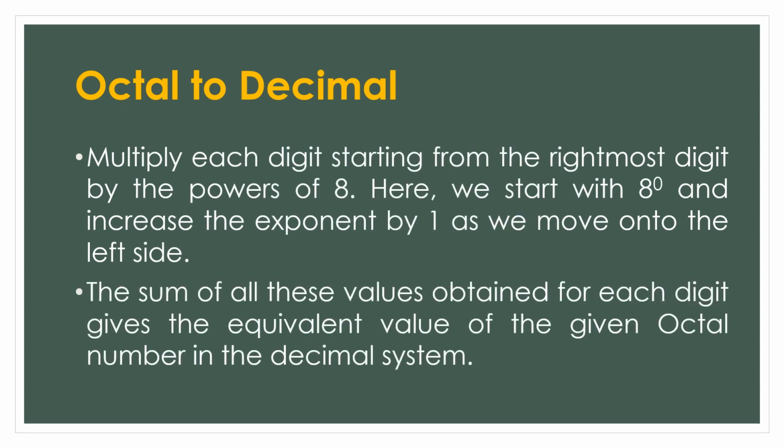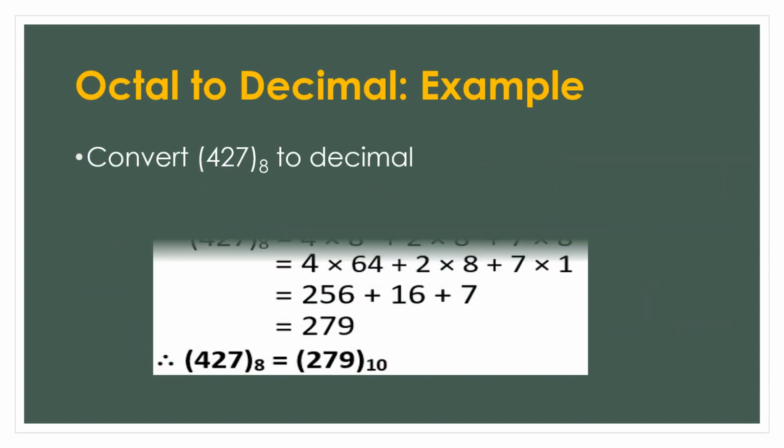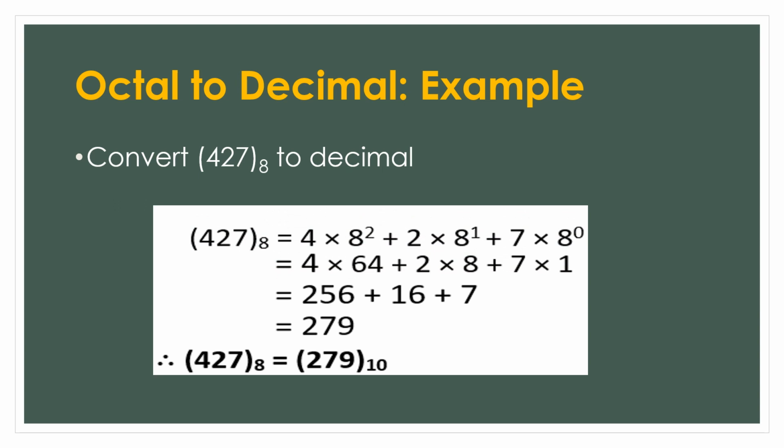To convert from octal to decimal, follow these steps. Multiply each digit starting from the rightmost digit by the powers of 8. Here, we start with 8 to the power 0 and increase the exponent by 1 as we move on to the left side. The sum of all these values obtained for each digit gives the equivalent value of the given octal number in the decimal system. Octal to decimal. An example.